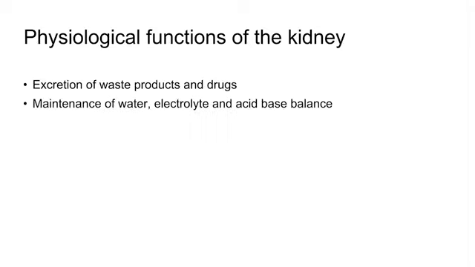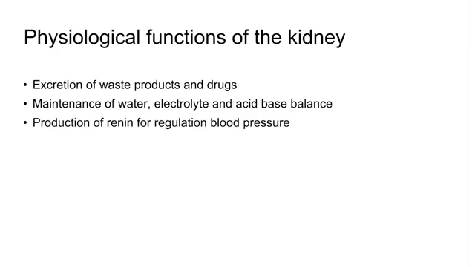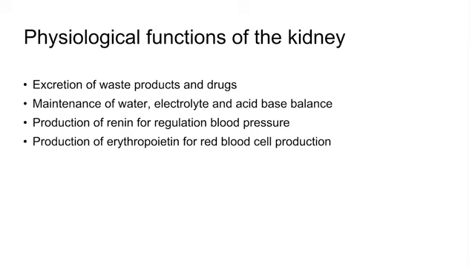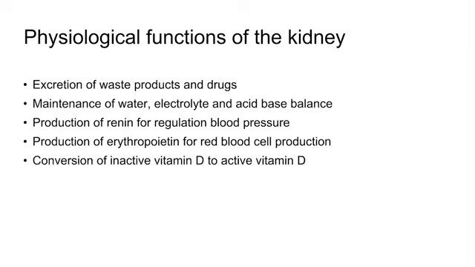So what are the 5 major physiological functions of the kidney? Well, excretion of waste products and drugs, maintenance of water, electrolyte and acid balance, production of hormones, including renin to regulate blood pressure, EPO for red blood cell production, and conversion of inactive vitamin D to active vitamin D, of importance for bone metabolism. When kidneys fail, symptoms are related to disturbance in the functions.